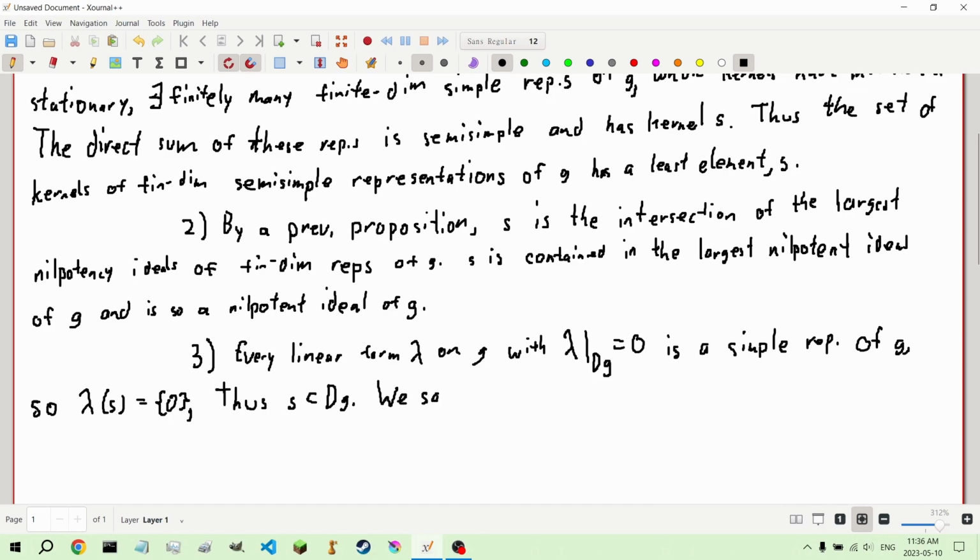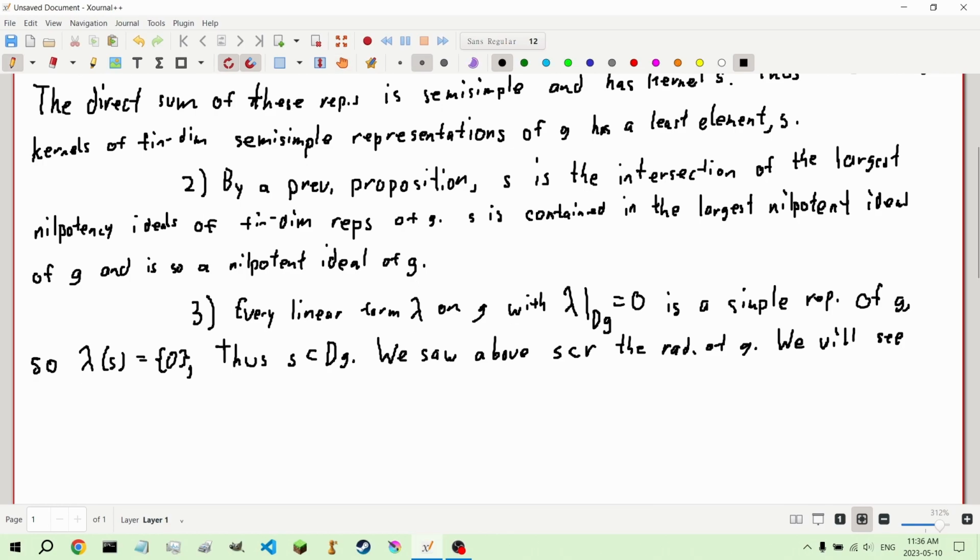We saw in our previous remark that S is in R, which is the radical of G. We will see that the nilpotent radical is the intersection of the regular radical with the derived algebra.